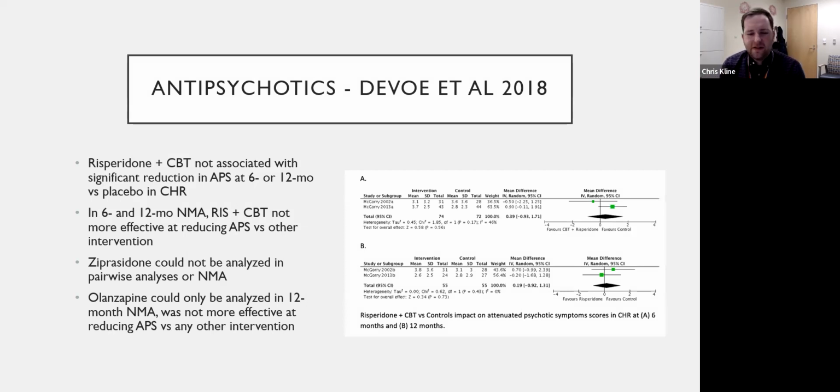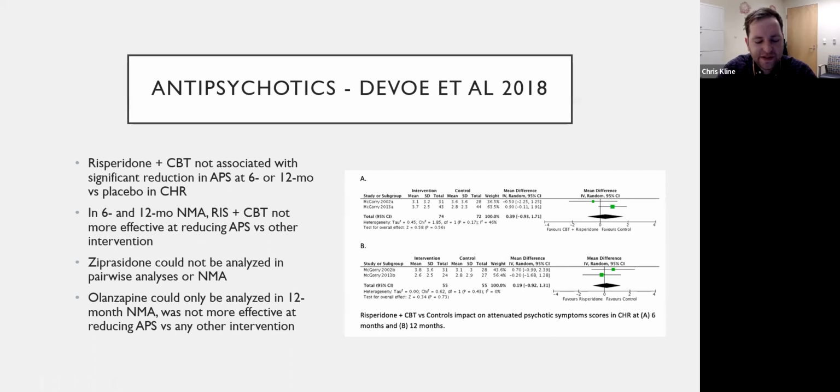So this is going back to the network meta-analysis. Risperidone plus CBT was not associated with a significant reduction of psychosis symptoms compared to treatment as usual at the 6 and 12-month time points. The forest plots are included here. There's only 2 studies that were included, but they even seem to skew more towards treatment as usual.